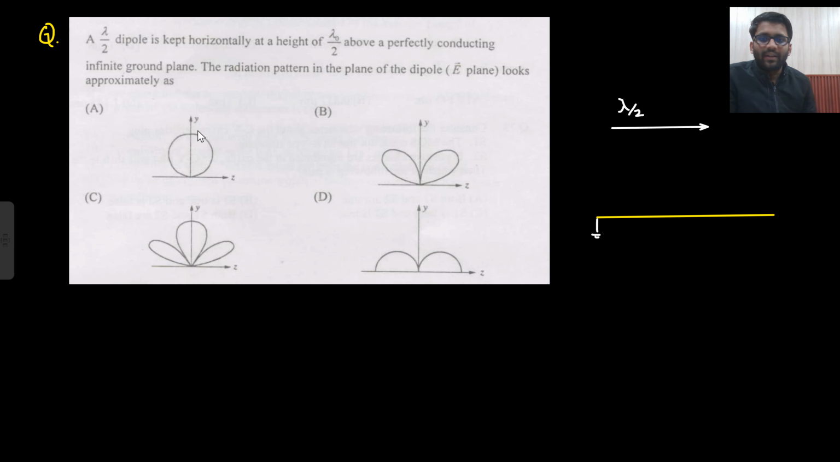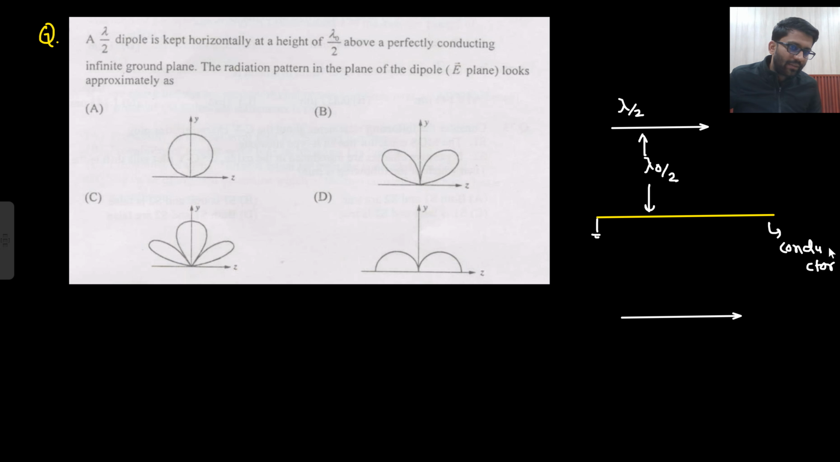Any kind of antenna could be there, and it is placed at lambda naught by 2 height. Similarly, downward as well, there will be current. Why is that so? Because this is a perfect conductor. So what I need to do is take the mirror image. And if I take the mirror image, it will be at lambda naught by 2 distance. If it is above by lambda naught by 2, downward as well lambda naught by 2.